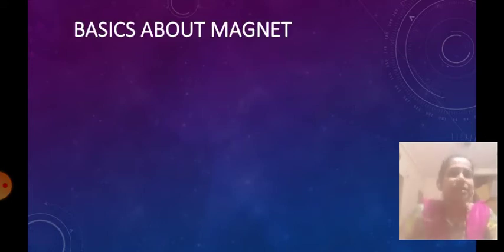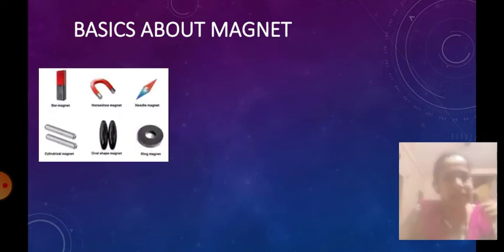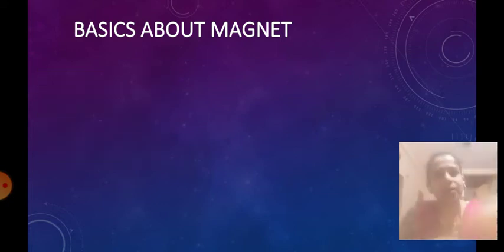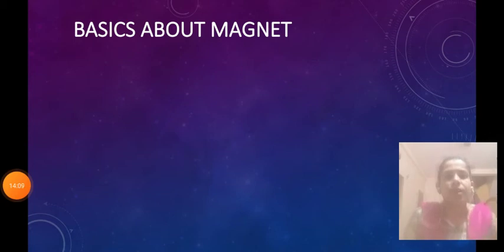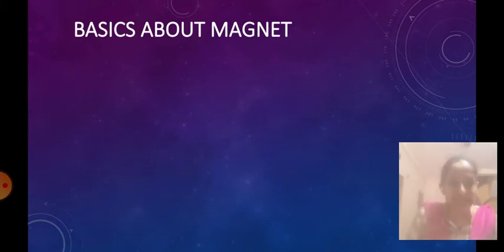Let us learn some basics about the magnet. You have already learned this before. Now, what is a magnet? A magnet is a material which attracts iron or iron-like materials. You must know that a magnet can attract either iron or iron-like materials. These iron-like materials are nickel and cobalt, and there is one more metal, gadolinium, which can also be attracted by a magnet.